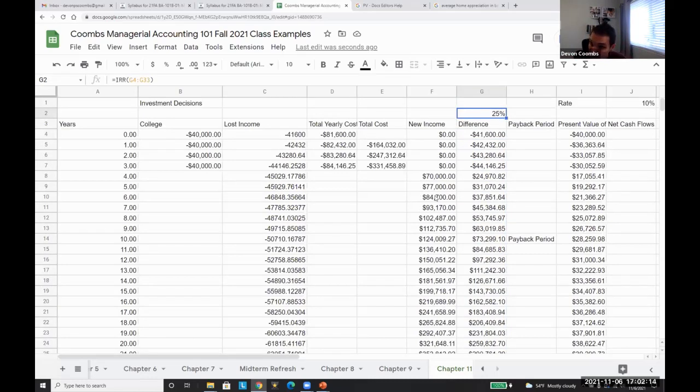So what does that mean? That means that in order to choose an investment better than college, I would have to have something that gives me a better than 25% return. So if you knew you can make a better than 25% return on $160,000 with an alternative investment, then you should do that instead of go to college. That's the concept. Does that make sense?